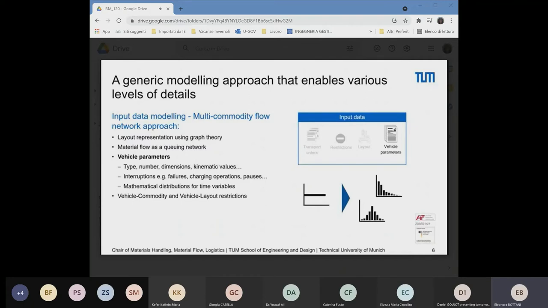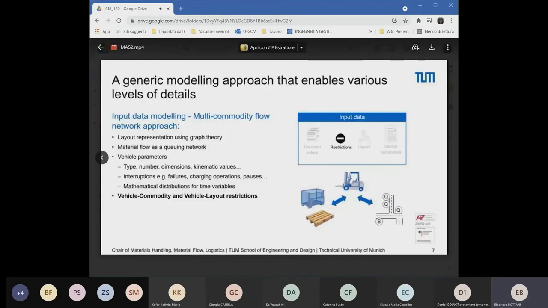Transport vehicles have a great number of parameters that can affect the overall system performance. Aside from usual parameters, such as type, dimensions, and kinematic values, we define two stochastic distributions to describe the behavior of the load pickup and load drop-off process. To model possible interruptions, we introduce two additional distributions for the mean time between failures and the mean time to repair. An interruption can represent a vehicle failure, a charging operation, or simply a pause of the driver. We also associate every interruption to a node that needs to be visited whenever an interruption occurs. In the case of a vehicle failure, the variable is set to null. Finally, we specify a position where the vehicle can park until the next order assignment.